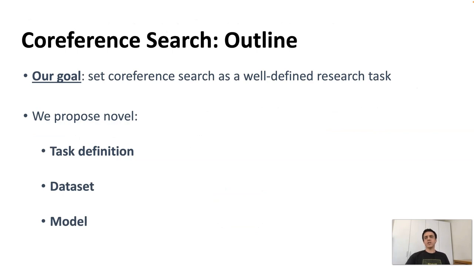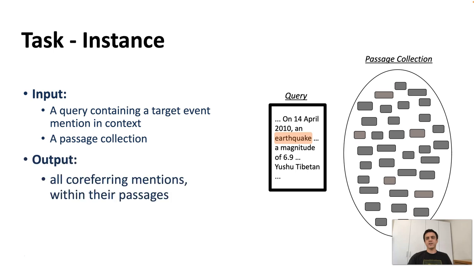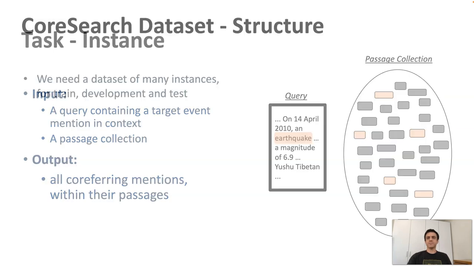Accordingly, in this work, we would like to set the coreference search task as a well-defined task for research. To that end, we propose a new task definition, dataset, and model. We formulate the task so that an instance of a coreference search will be composed of two inputs, a query containing a target event mention in context and a large collection of passages to search in. The output should be all passages containing an event mention coreferring with the query event.